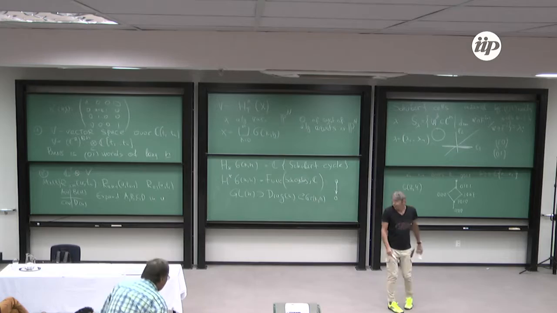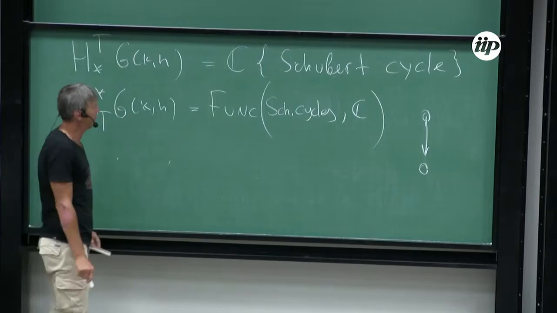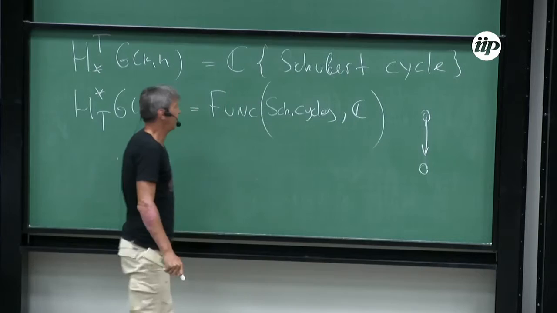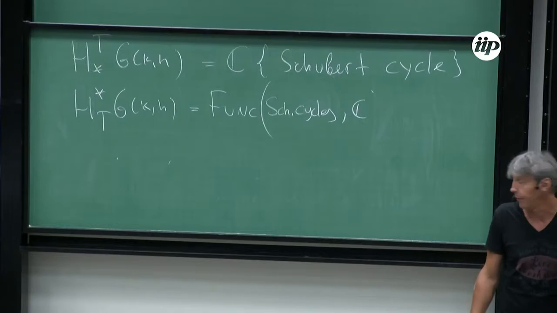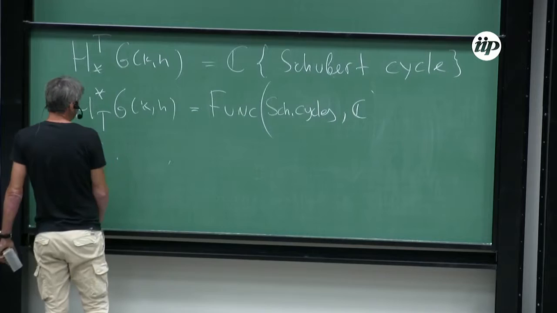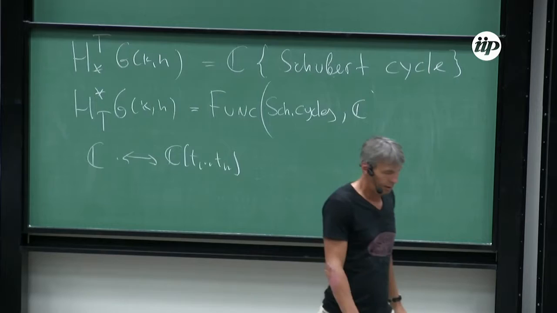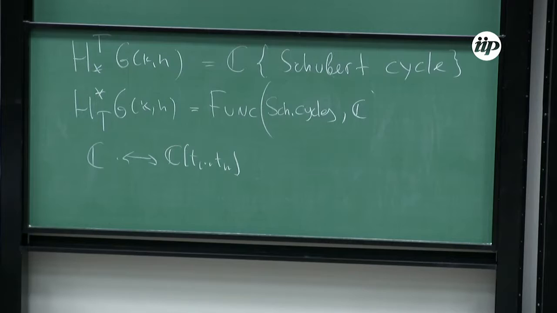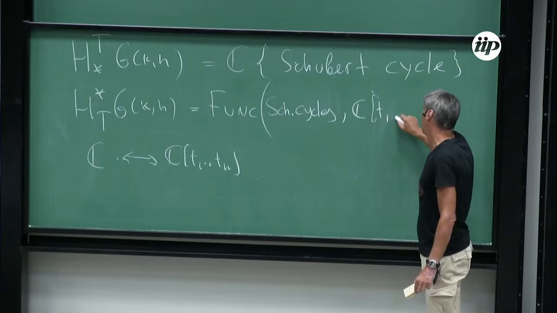In order to incorporate this extra data, I would introduce so-called equivariant cohomology and equivariant homology. The difference, in this case, which I will mostly concentrate on, is that the C in the usual setting is replaced by polynomials in T1 to Tn, which I can view as the characters of my torus, my diagonal matrices, various homomorphisms from diagonal matrices to C. That's exactly the polynomial ring. So instead of taking functions from Schubert cycles to C, I take them to the polynomials.